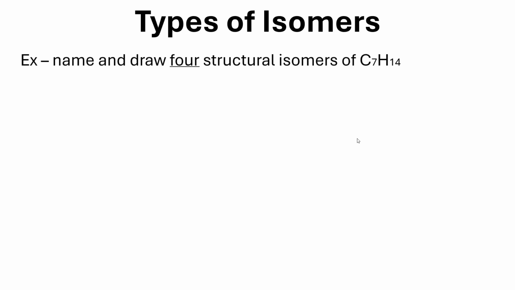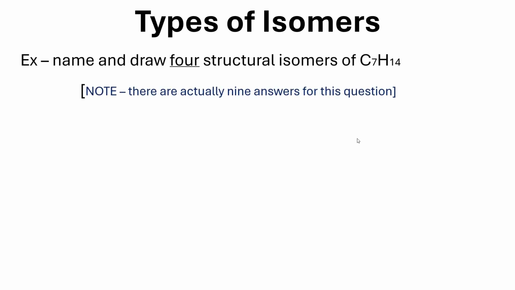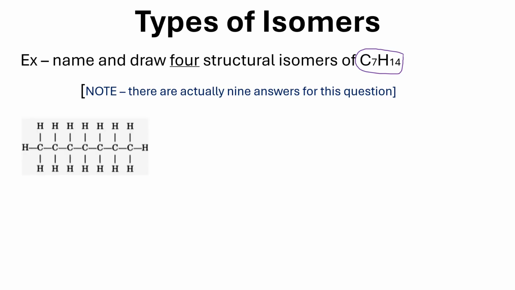So let's take a look at drawing C7H14. And I only want, in this scenario, 4 answers for the structural isomer, but just keep in mind that there are actually 9 answers. So the first answer I would draw would be simply to take this C7H14 and draw out everything as a straight chain. This is our low-lying fruit, if you will. And it gives us this molecule here. You can count it up. There are 7 carbons, and we're going to call that one heptane.